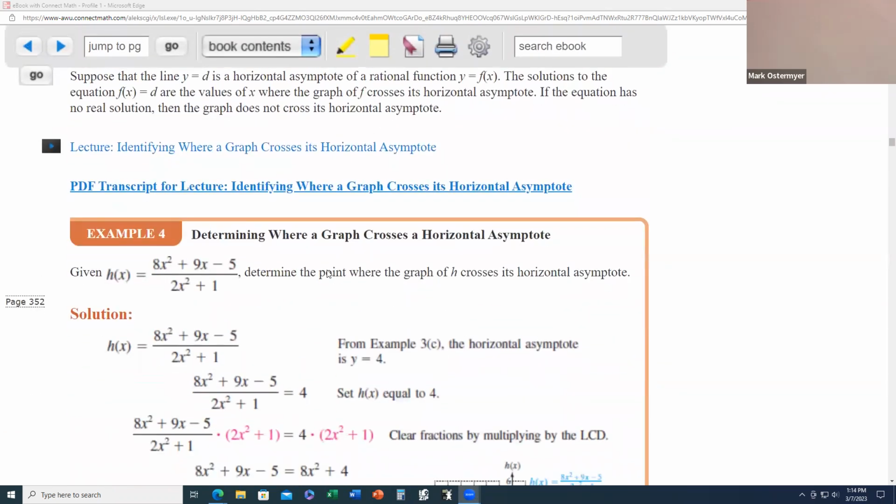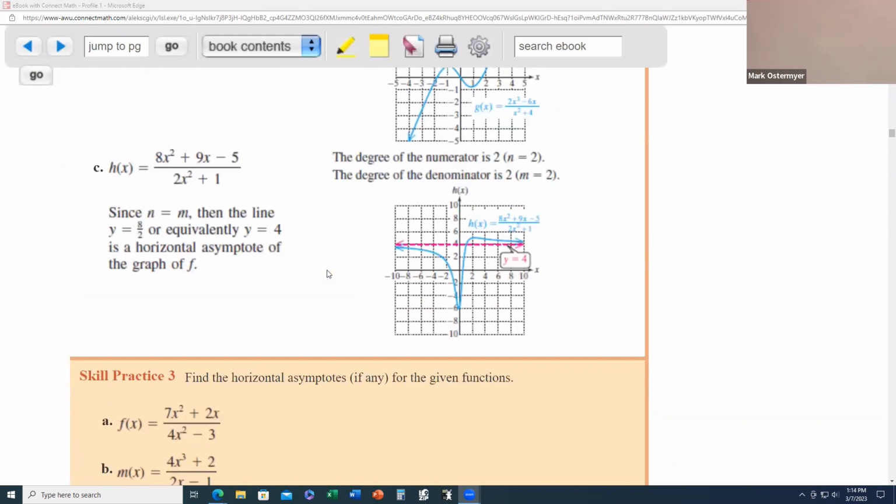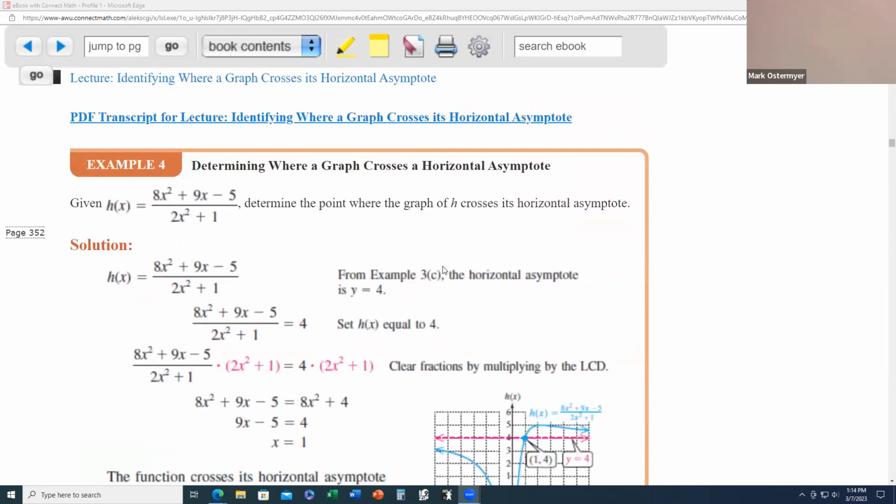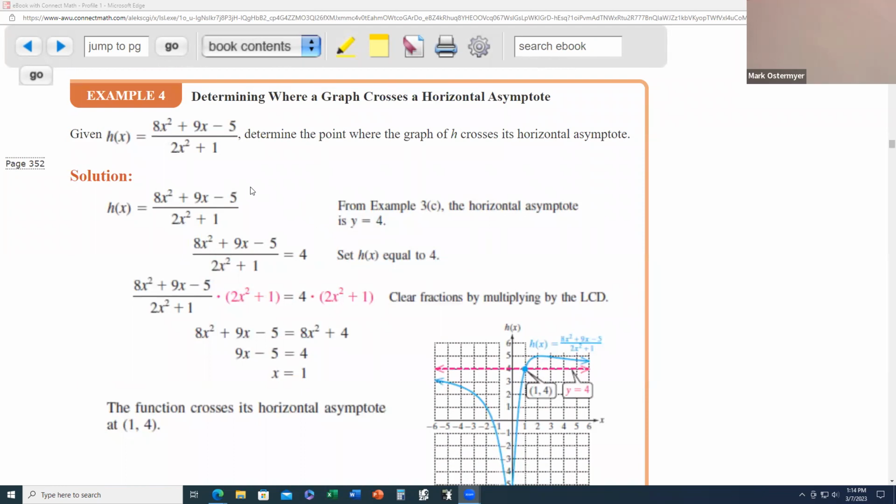All right. Now, ladies and gentlemen, we're going to revert back to the last example, function c here, h of x, which was the second degree polynomial over the second degree polynomial. And we indicated that its horizontal asymptote would be y equal to 8/2, or y equals 4. The question is, where does our rational function's graph cross or touch that horizontal asymptote? The answer lies in example 4. Your author indicates where the graph of h of x, this rational function, crosses the horizontal asymptote and how to find it.